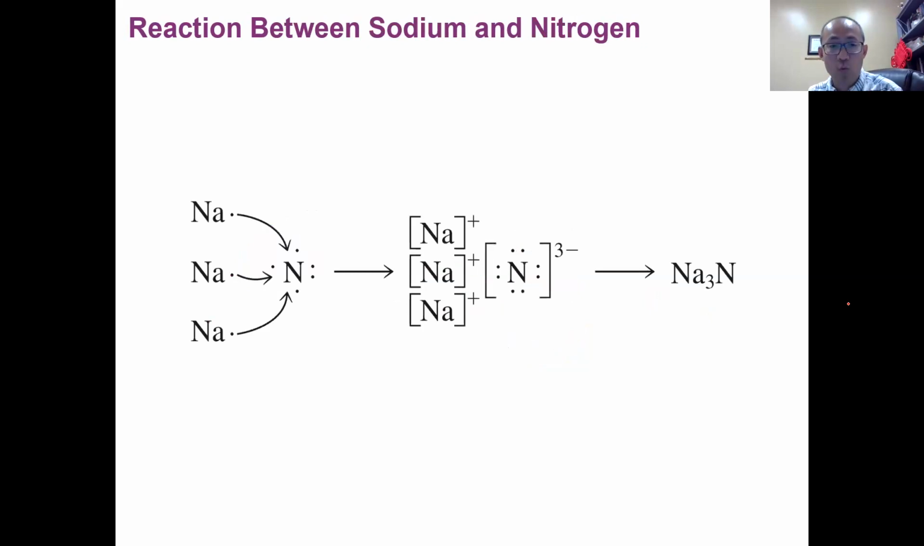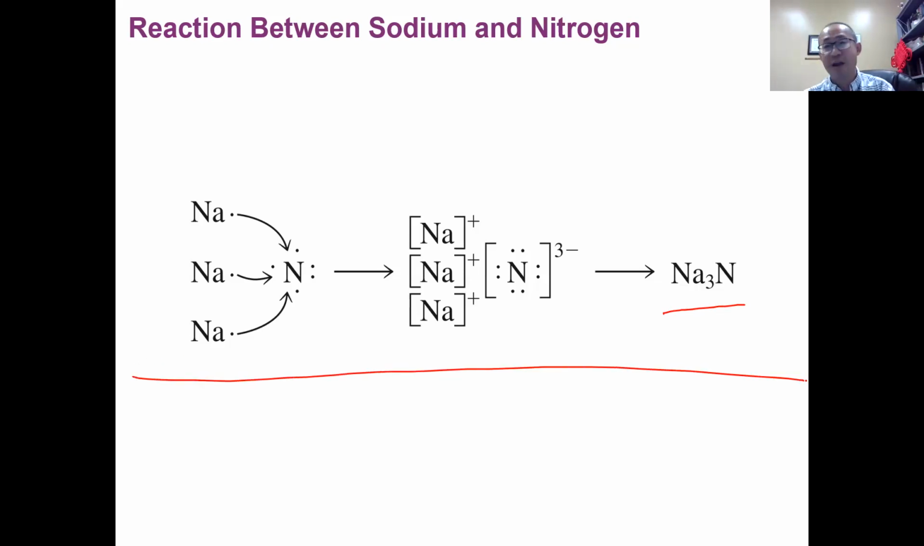And this is another one, between sodium and nitrogen. 3 sodium, 1 nitrogen, because nitrogen has 5, so it needs 3. Each sodium gives 1, so 3 sodium gives 3. And the ratio will be Na3N. Again, show the whole sequence if you're asked to show the formation of an ionic compound. I've said many times, I hope you watch the video and know that.